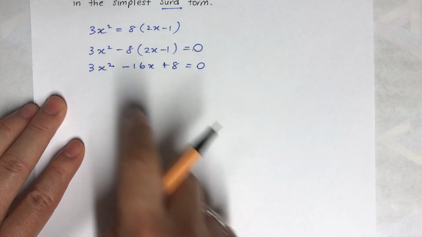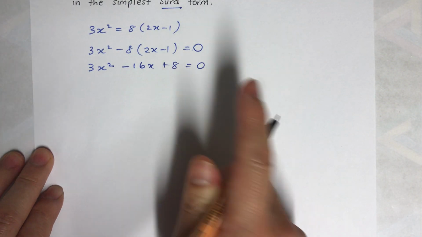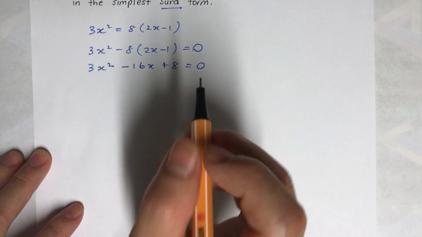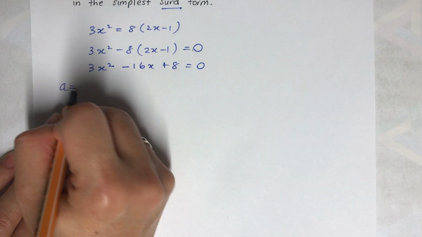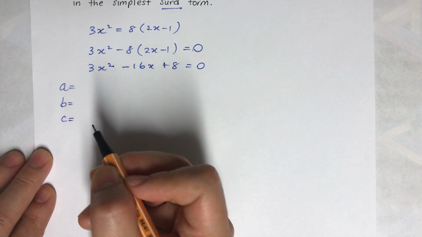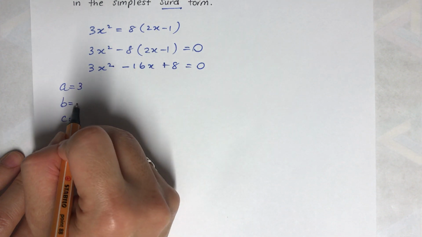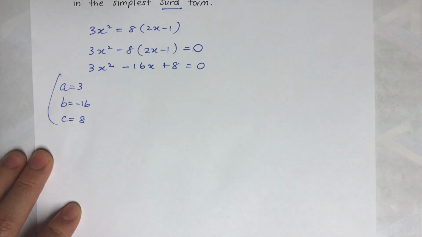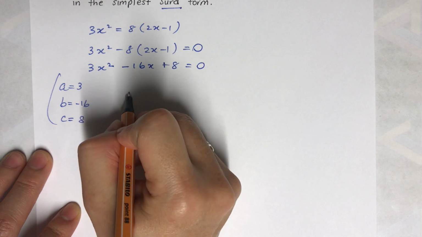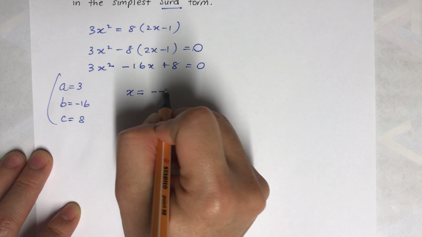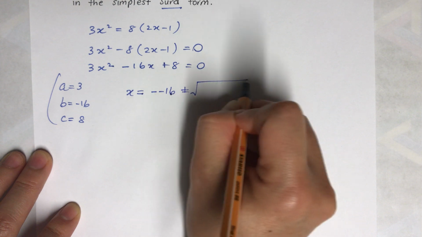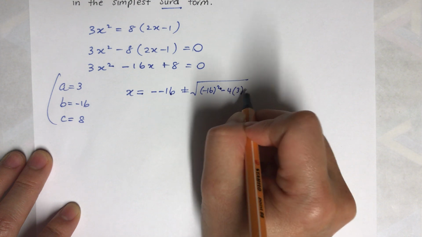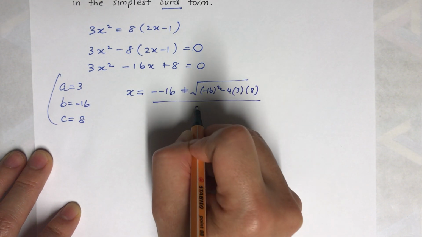Now, I can't factorize this one. 1, 3 and 2, 4 or 1, 8. It's not going to give me 16, so I'm going to use quadratic formula. By the way, if you can't think of it quick enough during the exam, just use quadratic formula if you need to, because it doesn't really matter. It'll end up the same anyway. So it'll be minus 16. Minus 16 squared. 4, 3, 8, 2, 3.